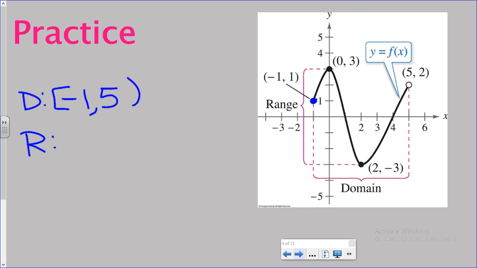The range. The y-axis runs up and down, so we need to think of our range from down to up, right? We want smallest to largest. So our range begins here at -3, and it ends at 3. Both of those would be included because we have values all the way from -3 to 3, and they are included. Okay. All right, you get a practice.